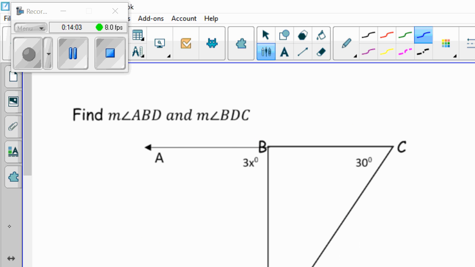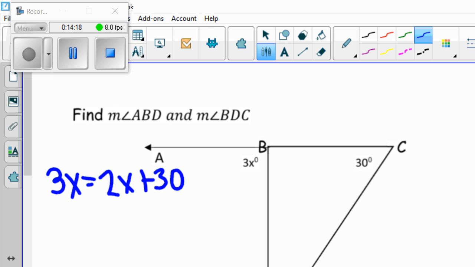Okay, so again, find the measure of angle ABD and the measure of angle BDC. Again, I have an exterior angle and the two non-adjacent interior angles. So I know my exterior, 3x, has to equal my two non-adjacent added together, 2x plus 30. Get all of my x's on the same side, so when I subtract 2x, I get x is equal to 30. So now I can just plug that in.